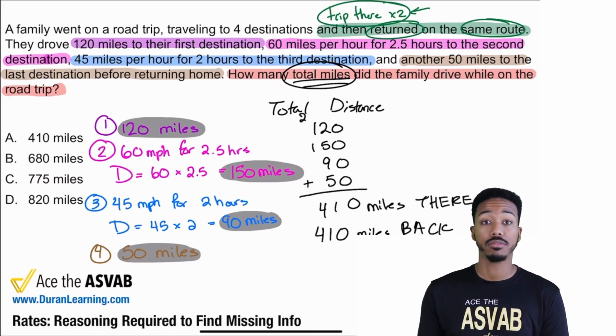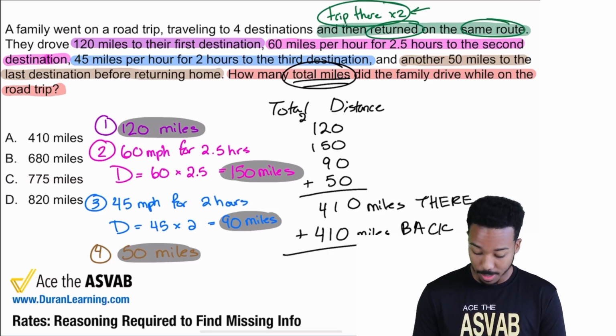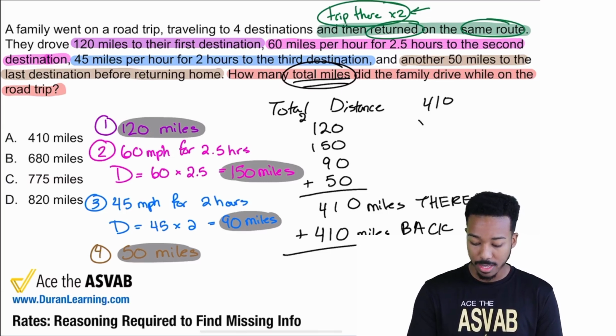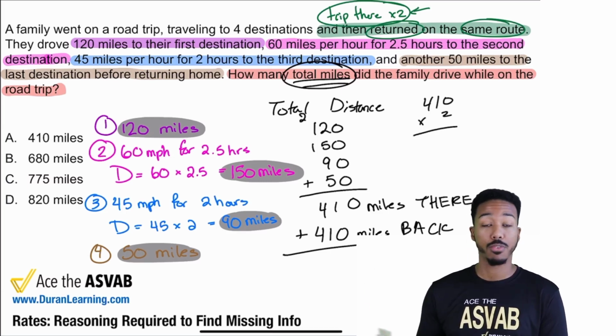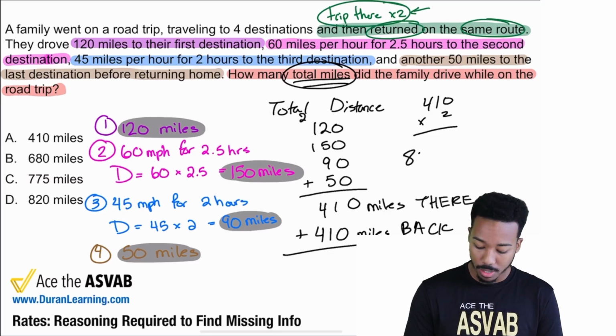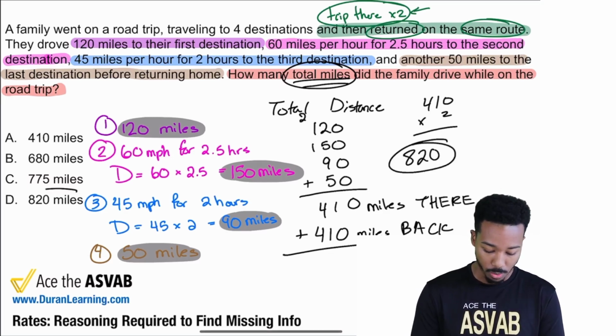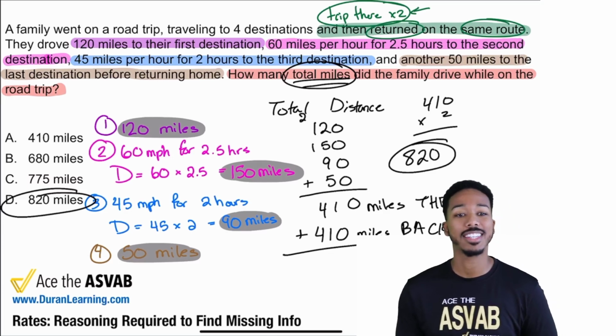And so what are we going to do? We're going to add these together. Double it. You know, we can say 410 times 2. You can also say 410 plus 410. But regardless, the answer here would be 820 total miles. And that would be D in this case.